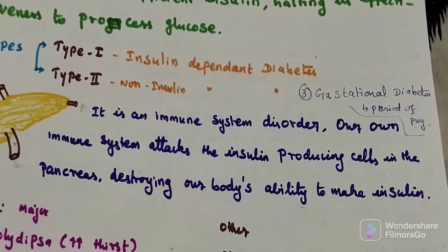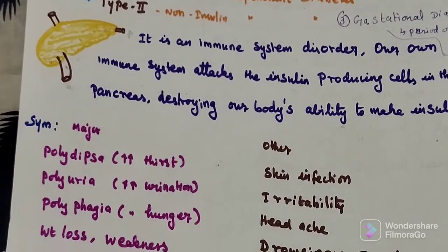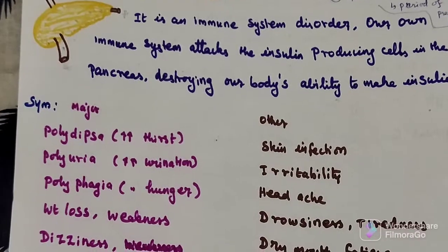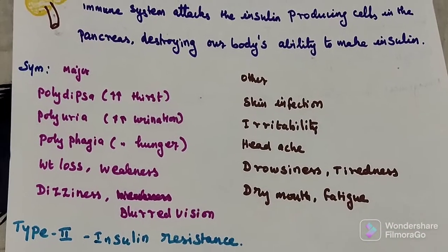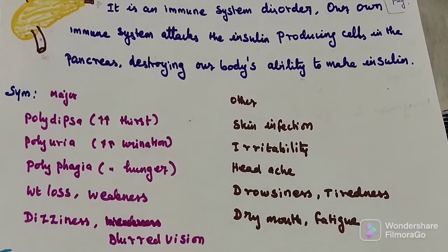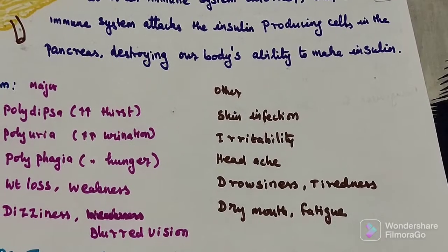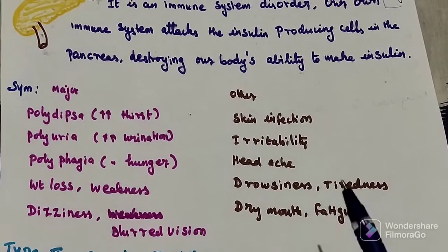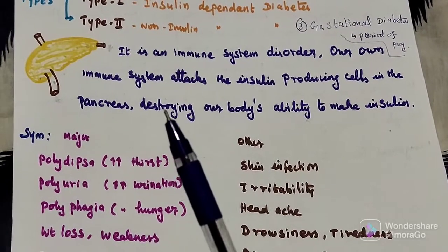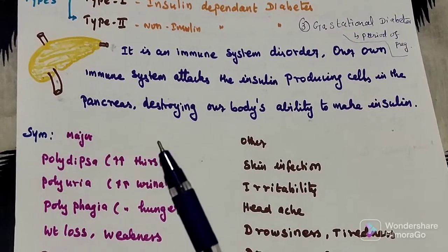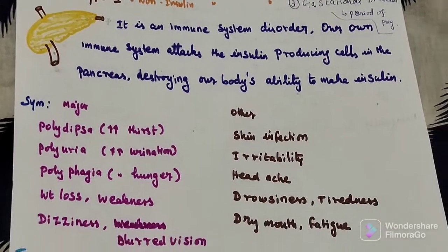Its symptoms include frequent urination. What are the major symptoms? Polydipsia, polyuria, polyphagia, weight loss, weakness, dizziness and blurred vision. Other symptoms: skin infection, irritability, headache, tiredness, dry mouth, fatigue. So type 1 is a genetic one, so we compulsorily need treatment. That means we will take insulin.